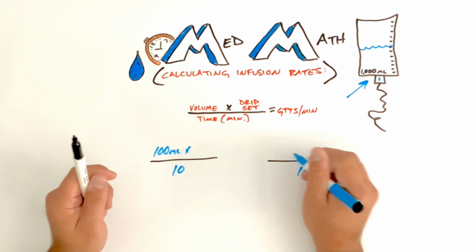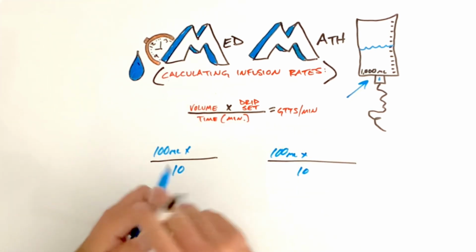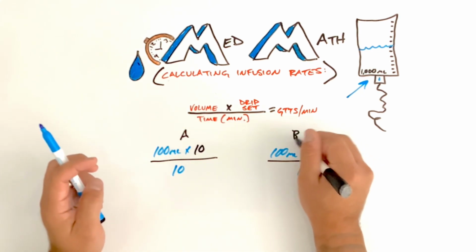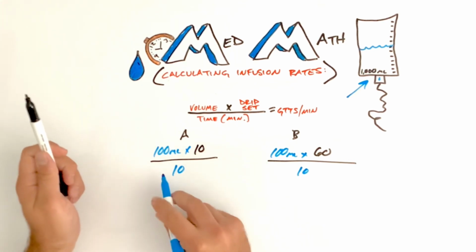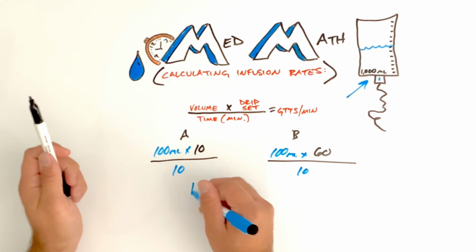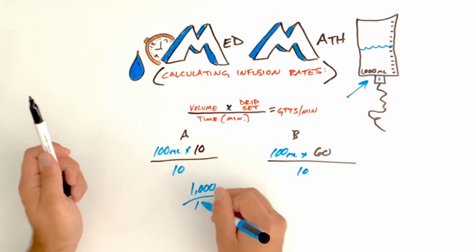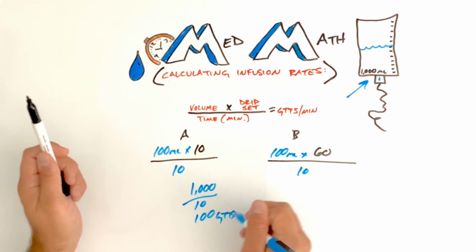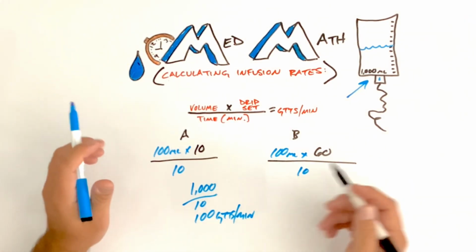So let's use 2 different drop sets and see what happens. Let's say on A, we're going to use a 10 drop set, and on B, we're going to use a 60 drop set. So 100 mLs times our 10 drop set is going to give us 1,000. We're going to divide it by our time in minutes, which is 10. That's going to give us 100 drops per minute. No big deal. So we can achieve that.